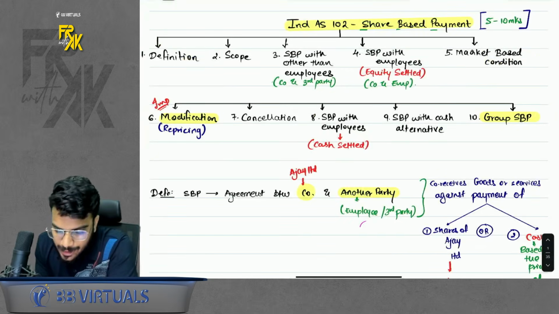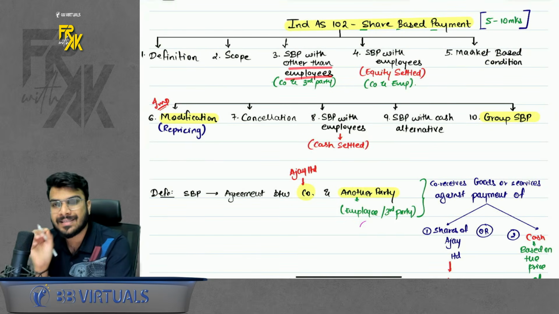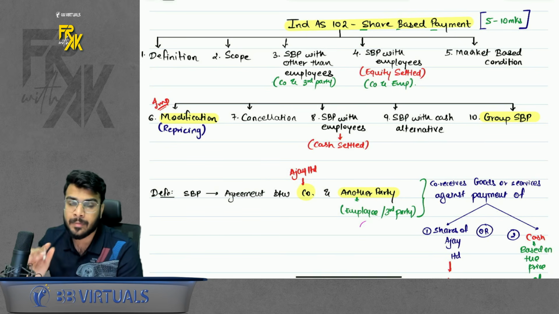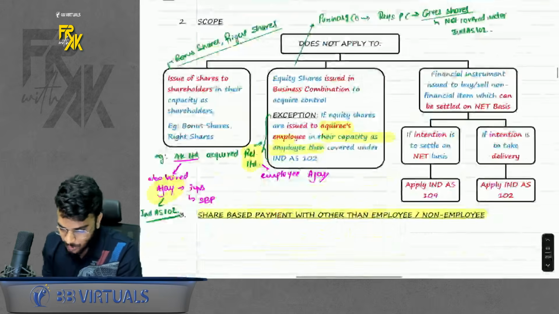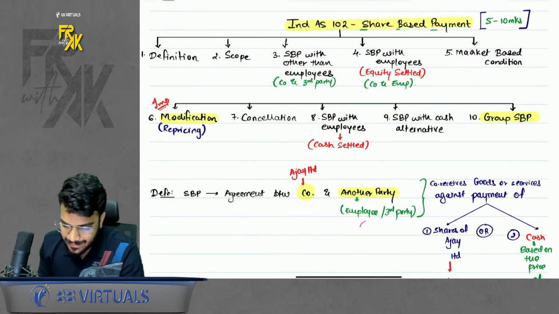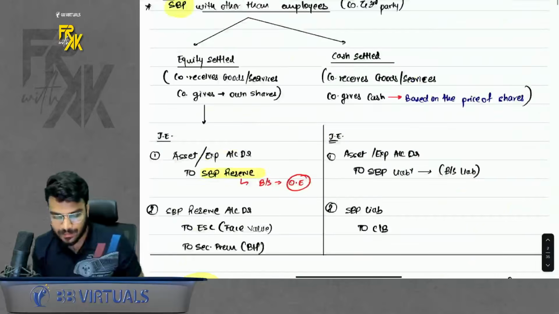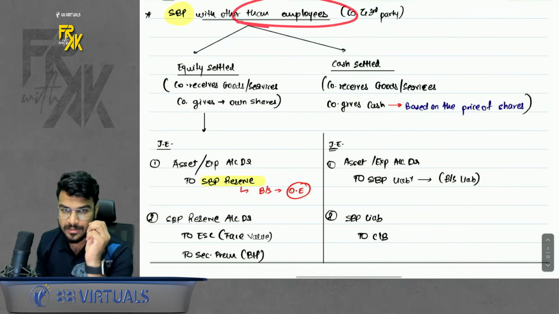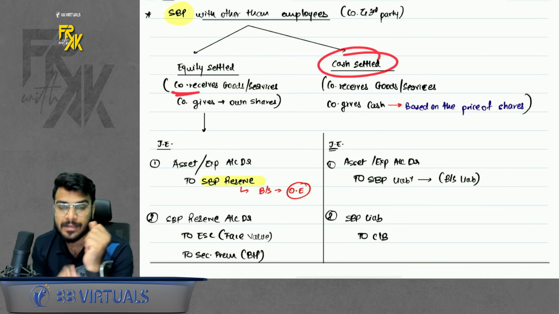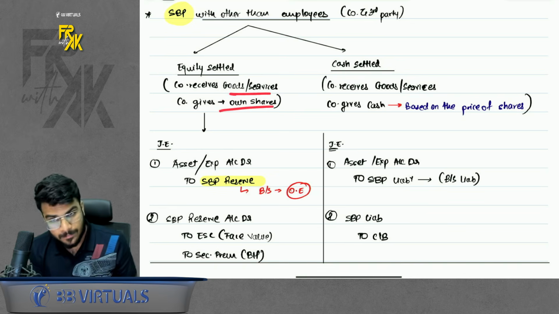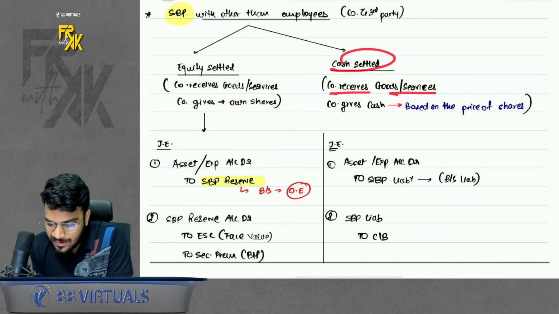Next point, share-based payment with other than employees. Let's imagine you are entering into a share-based payment with any party apart from an employee. It can be of two types, equity settled or cash settled. Let's look at the entries. In equity settled, the company will receive goods and service and give shares. In cash settled, the company will receive goods and service and give cash.